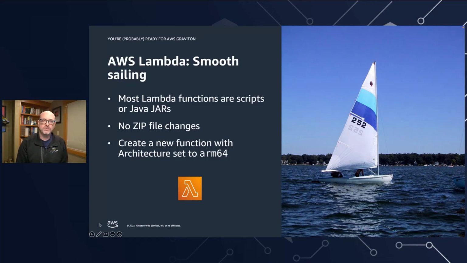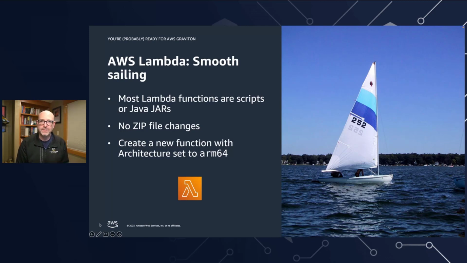And these scripts, or Java jars if you're using Java, are simply placed in a zip file and uploaded directly to Lambda or placed in S3 where Lambda can easily reach them. So in order to migrate your Lambda function from x86 to Graviton, all you need to do is create a new Lambda function with the exact same configuration as your existing Lambda function and simply change the architecture of that Lambda function definition to ARM64.